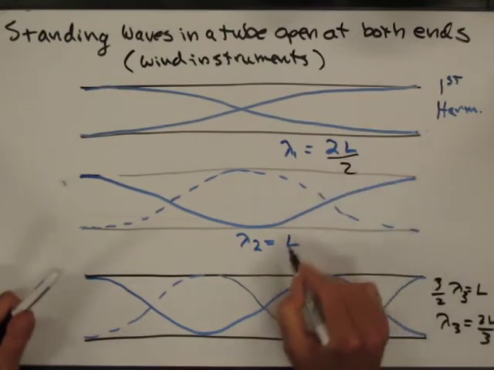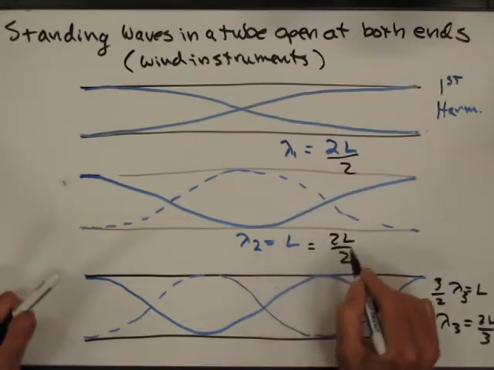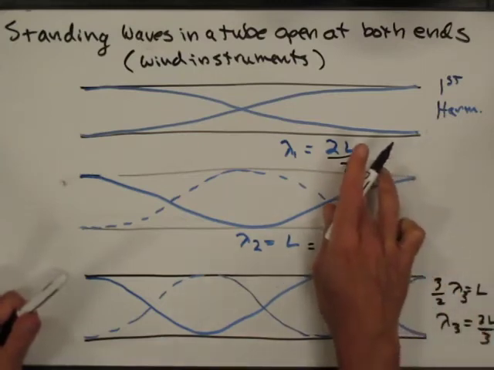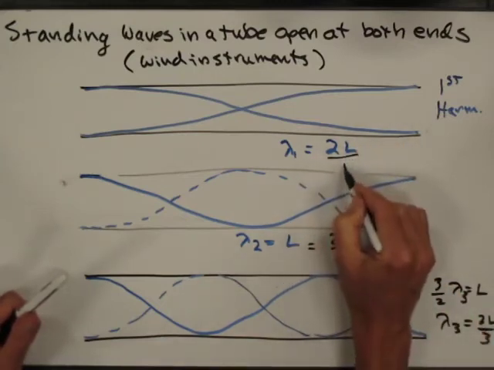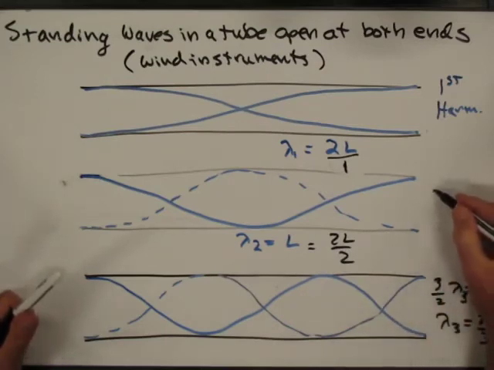This is 2L over 1. This is 2L over 2. This is 2L over 3. And so here, just like with the strings, we get lambda n is equal to 2L over n.